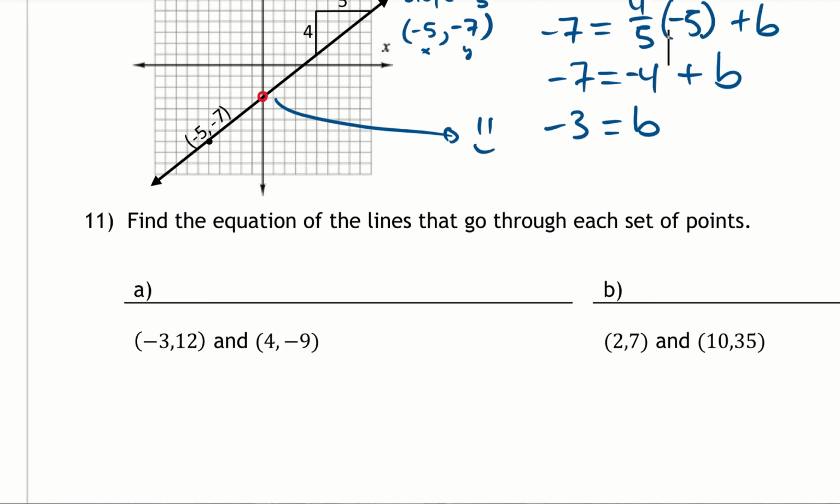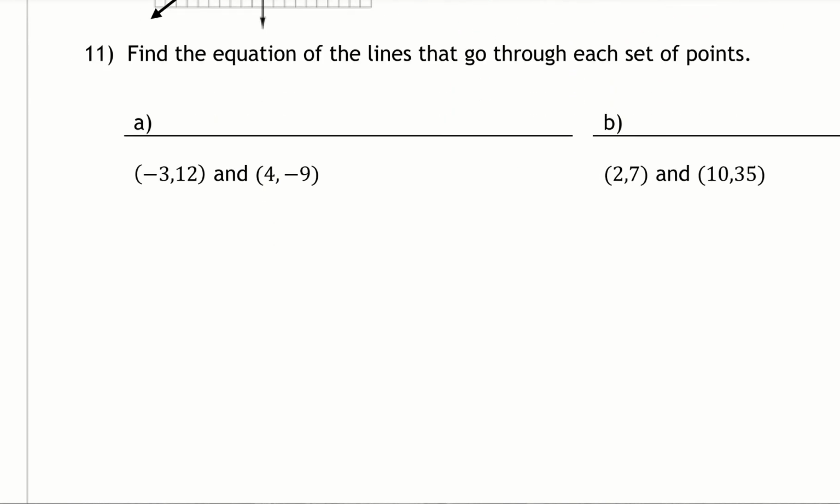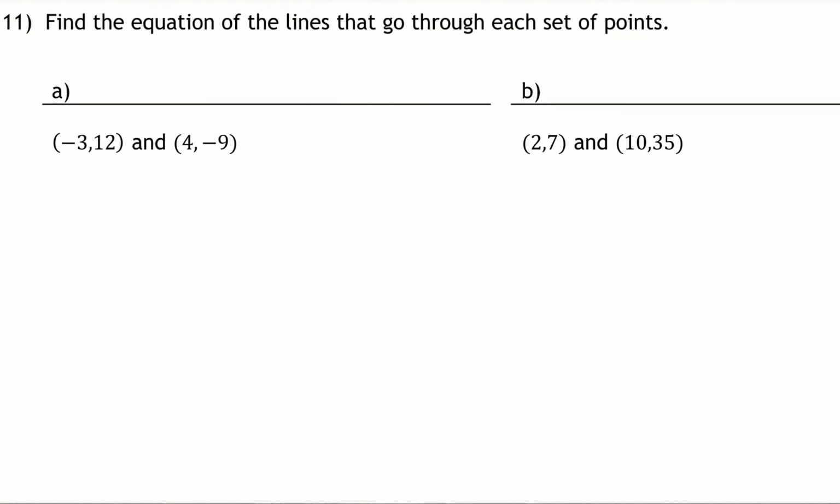Either way is fine. For the last two questions, we are given pairs of points, and we're asked to identify the equation of the line that goes through each set of points. So that's this first one, through each set of points.